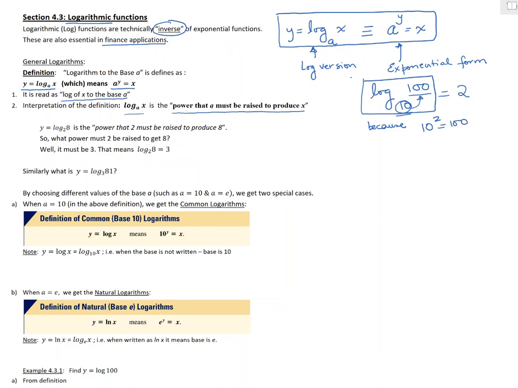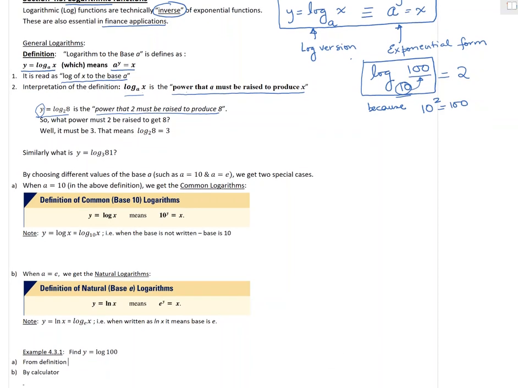So let's read some more of it. So y is log of 8 to base 2. So what is the value of y? Well, this is the power that 2 must be raised to produce 8. So 2 raised to what is going to give us 8? It must be 3. So therefore log of 8 to base 2 is 3.